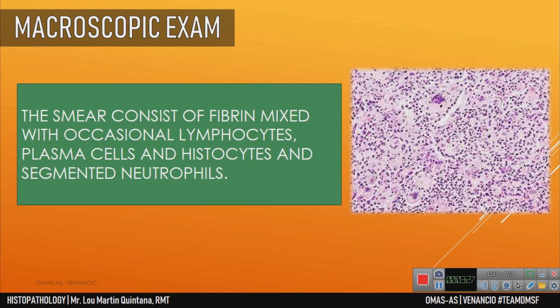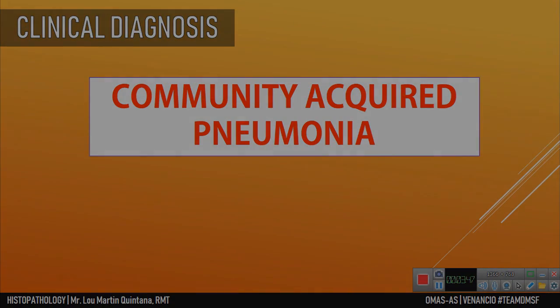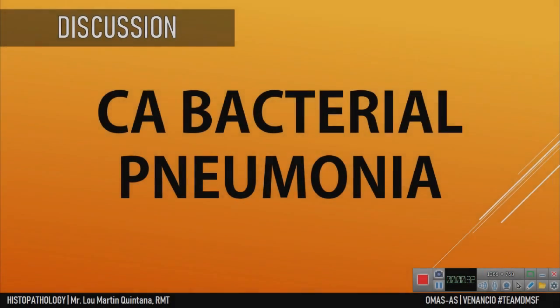In the histopathology section, the smear consists of a fibrin mixed with occasional lymphocytes, plasma cells, and histiocytes, and segmented neutrophils. Therefore, the clinical diagnosis was community-acquired pneumonia. Community-acquired bacterial pneumonia. Pleural effusions are a common finding in patients with pneumonia.